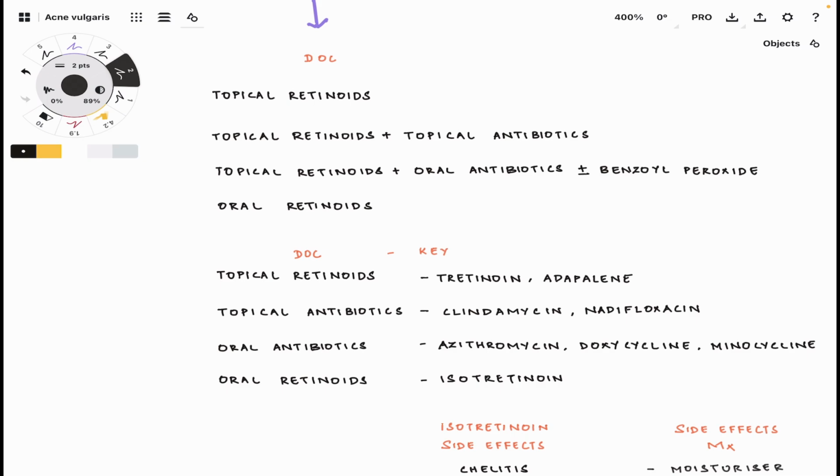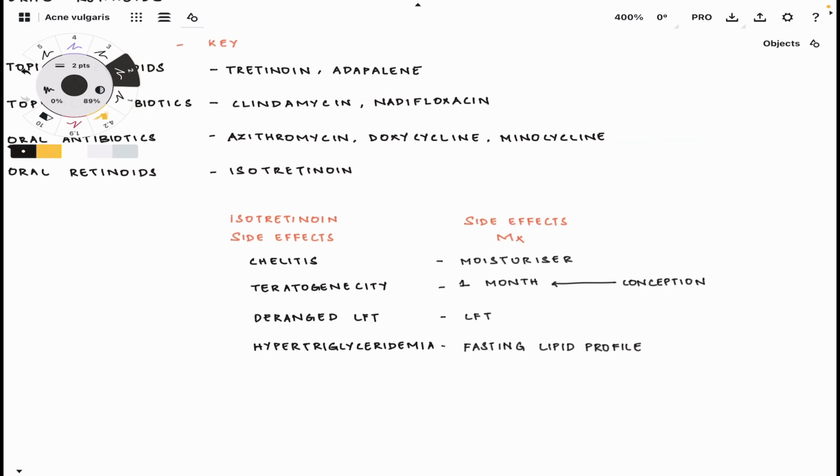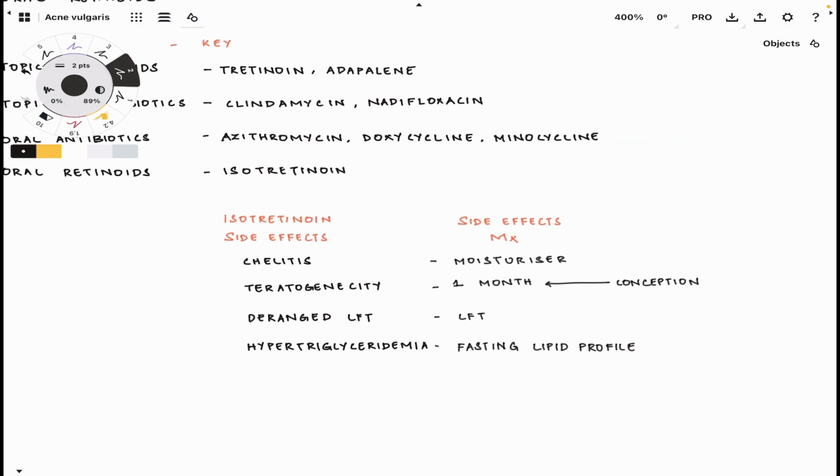When we are prescribing isotretinoin, we must be expecting certain side effects. And the common side effects which are related to isotretinoin are cheilitis, teratogenicity, deranged LFT, and hypertriglyceridemia. How can we manage these side effects? For cheilitis, we can use a moisturizer. For teratogenicity, the drug should be stopped 1 month before the conception. For deranged LFT, we can track it with the help of LFT, and for hypertriglyceridemia, we can track it by means of fasting lipid profile.